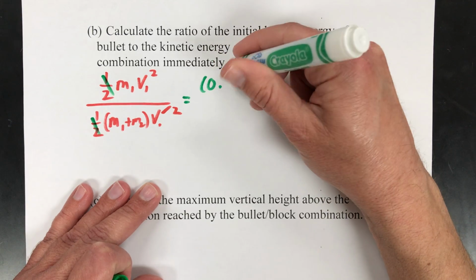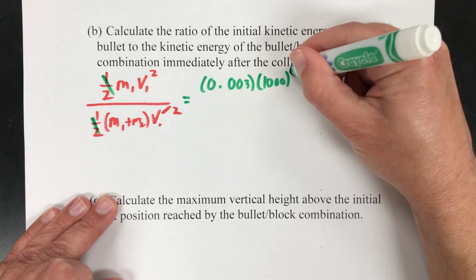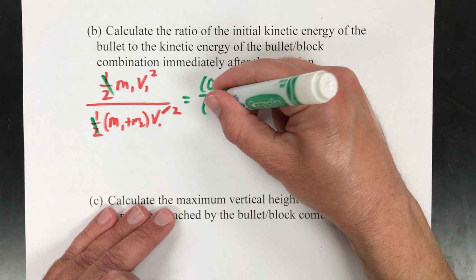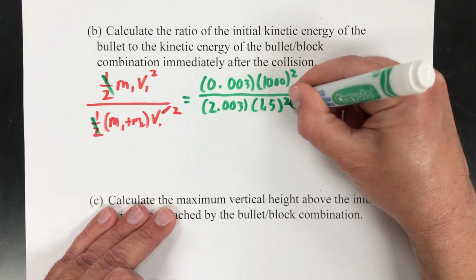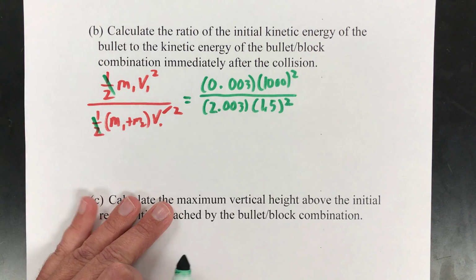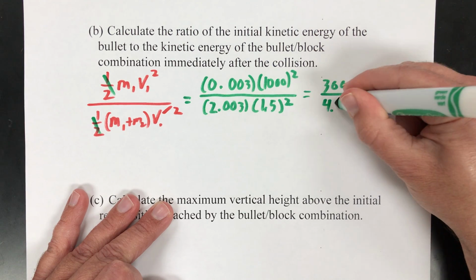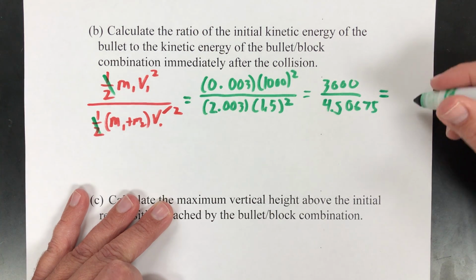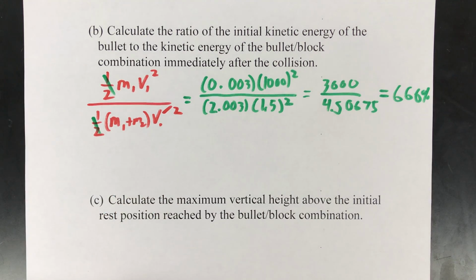The mass of the bullet is 0.003 kilograms. Its speed was 1,000. Don't forget to square it. And then underneath there, our mass was 2.003, and our velocity was 1.5. Don't forget to square it there. And you will wind up with basically 3,000 over 4.50675. And so when you get those two out there, you will get 666% roughly rounded off.